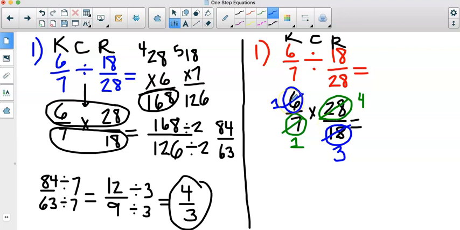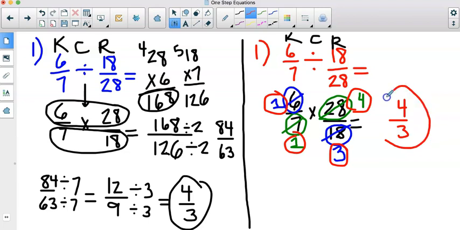The final step is to multiply across. So I'm going to circle all of the new numbers and then multiply across. So in the numerator, I multiply 1 by 4 to get 4, 1 by 3 in the denominator to get 3, and then I got 4/3 for my final answer. And that really just took me about a minute.